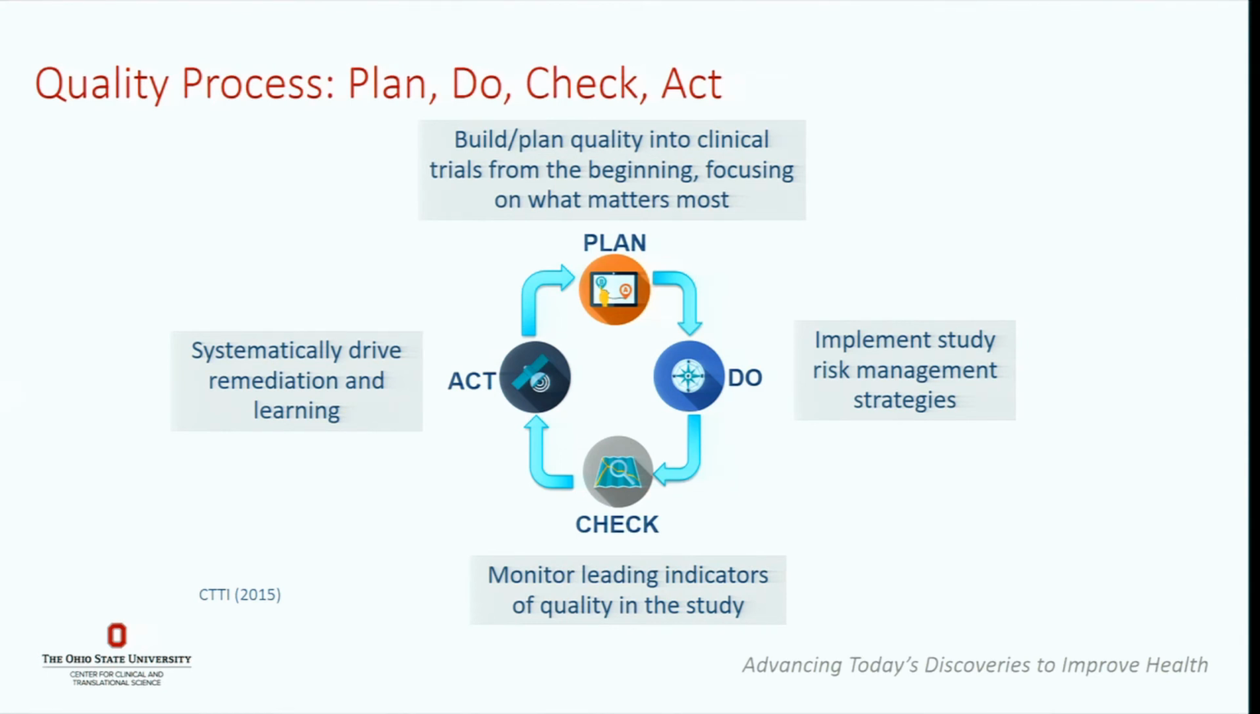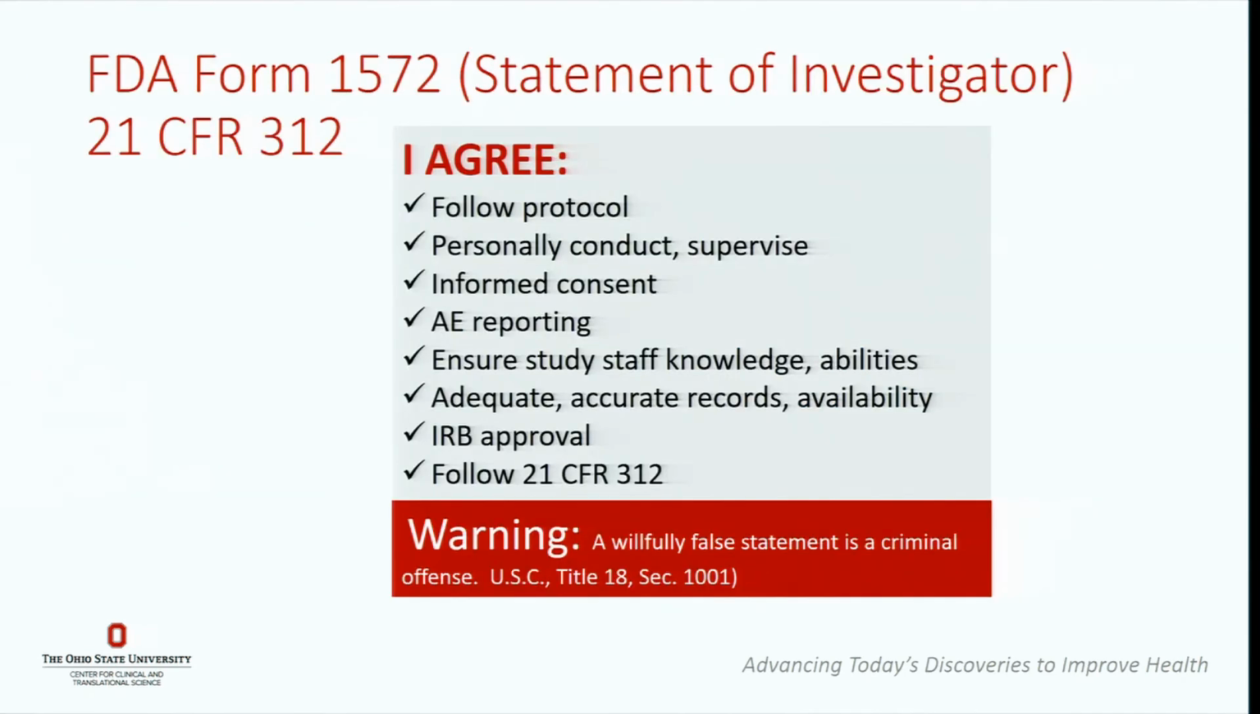You plan, you want to build quality into the clinical trial at the beginning and focus on what matters most. You're going to implement the study with a risk management strategy in mind. You're going to be checking, how are we doing? You've got your metrics as well as ongoing auditing of the work that you're doing, and maybe an institutional auditing of how things are going. And then you want to systematically improve, remediate. So it's always sort of a constant evolution of improvement in what we do.